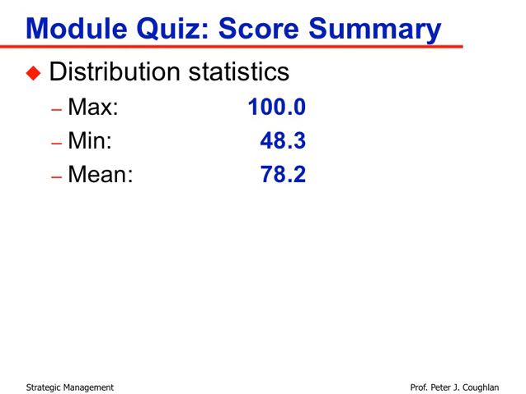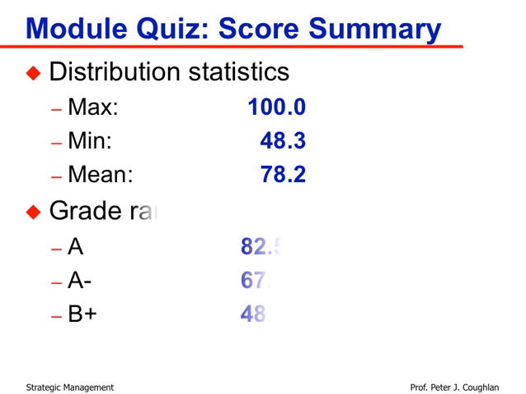So the score summary, the distribution statistics, and this may have changed slightly from what I presented in class because I've had a few students who've had to correct a few, or I gave additional points in a couple of cases. But it's about the same. The maximum is 100. As I said, a couple of students got 100 on this quiz. The minimum was 48.3 and the mean was 78.2. So a little bit lower mean than we've had in the previous quizzes.